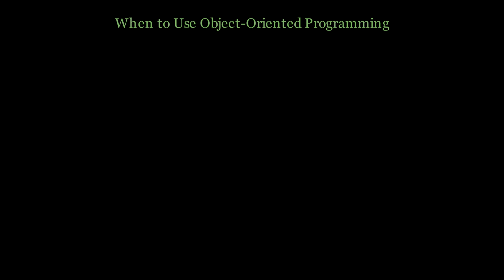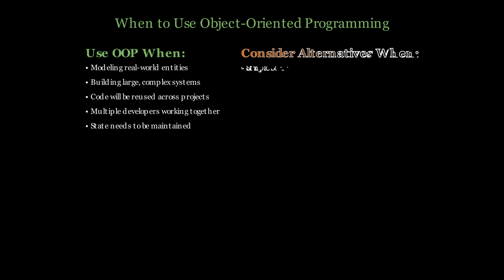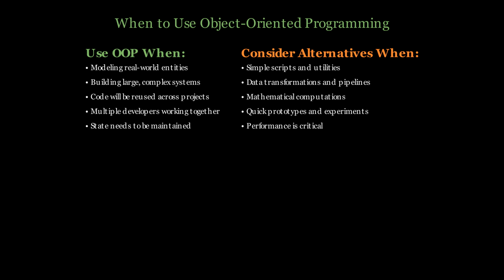Object-oriented programming isn't always the best choice. Let's understand when OOP shines and when simpler approaches might be better. Use OOP when modeling real-world entities like cars or bank accounts. It's great for large systems with many interacting components. Use it when code will be reused or maintained by teams, however.